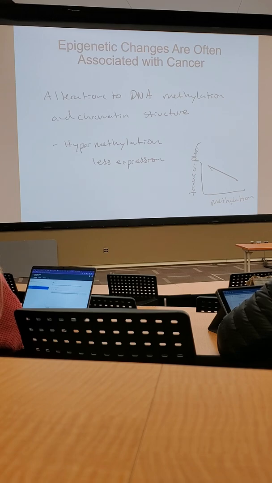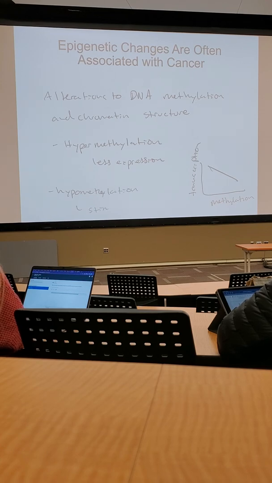Then we can get hypomethylation. Less methylation than we would normally have. So that would lead to the stimulation of gene expression. That sounds really similar to me like oncogenes, where we have a mutation that stimulates gene expression. Right? So the phenotype might be very similar, and that's what makes cancer really complex.